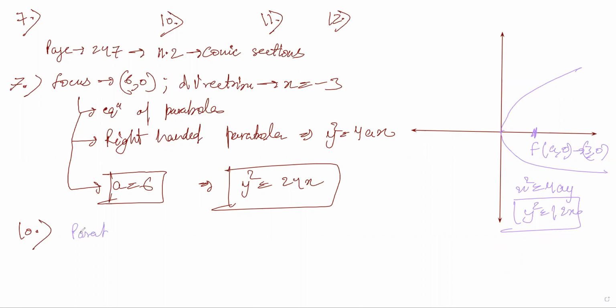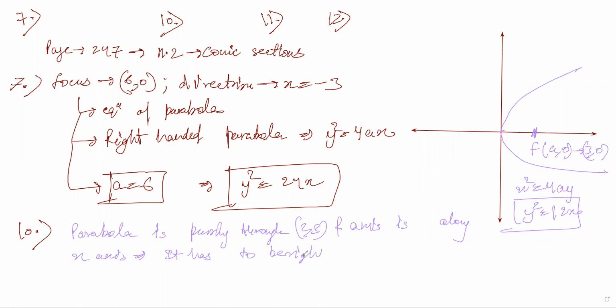So the parabola is passing through 2,3 and the axis is along the x-axis. It has to be right-handed. Now, how can we find out the value of A?